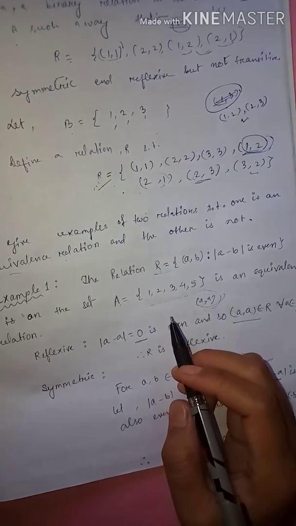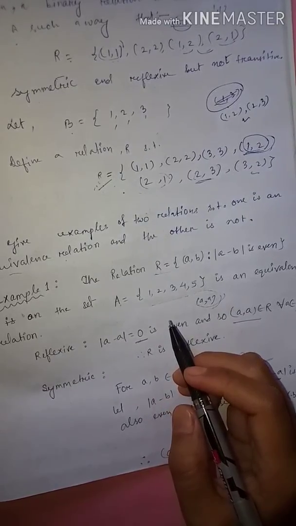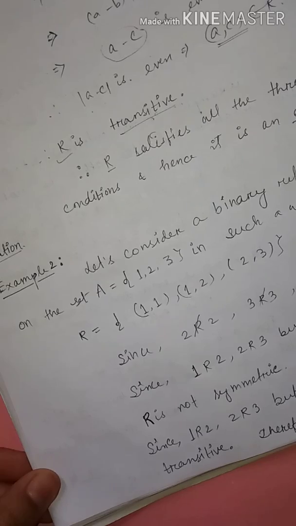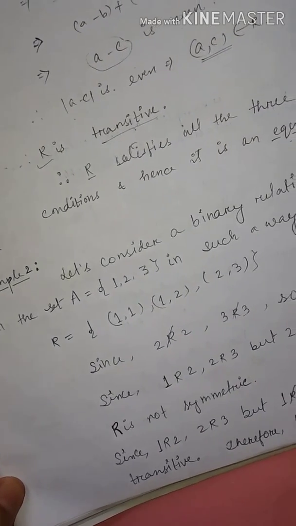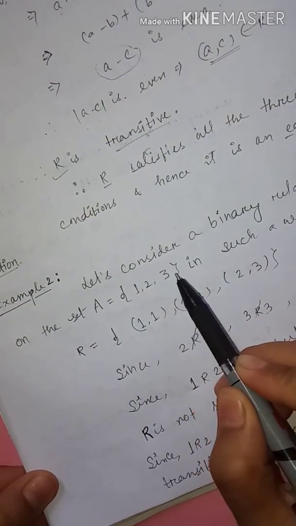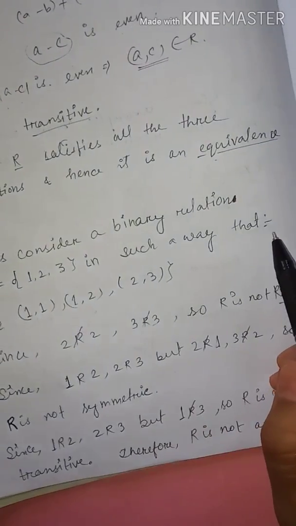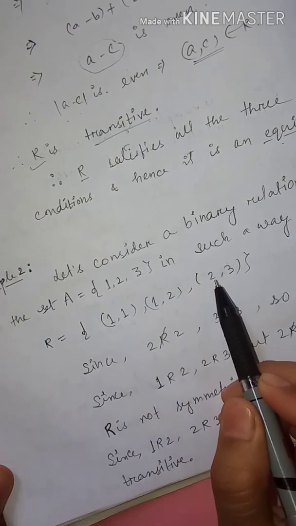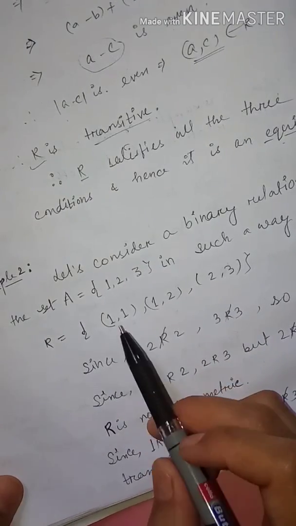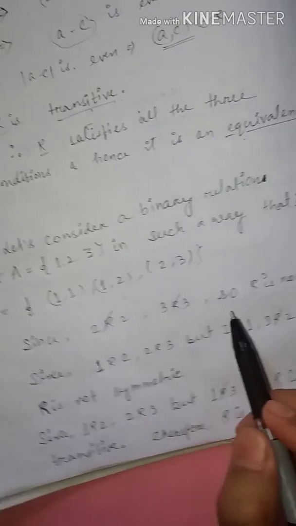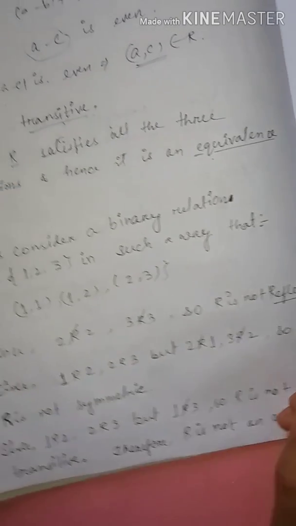So this is done. Now come to the next example, which should not be an equivalence relation. Let us consider a binary relation on the set A, {1, 2, 3}, in such a way that relation R contains the elements (1, 1), (1, 2), (2, 3). Since 2 is not related to 2 and 3 is not related to 3, R is not reflexive.